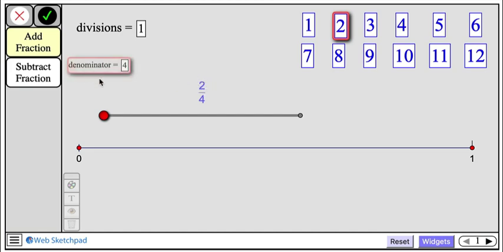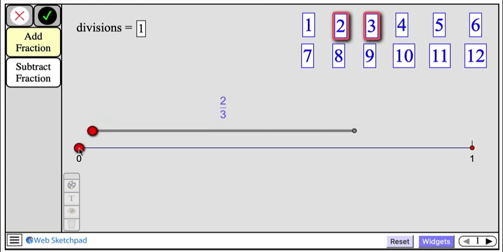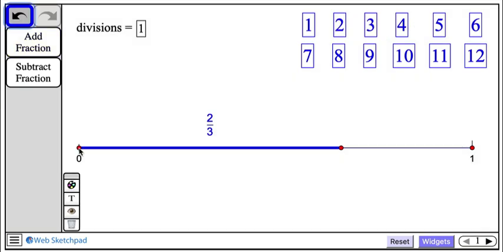I'd like my denominator to be 3, so I'll tap on 3. So here we have a segment of length 2/3. Now we just need to place the segment. The left endpoint of the segment is glowing. I'll tap to attach it to 0 on my number line. And now our tool is done. We see the fraction 2/3.